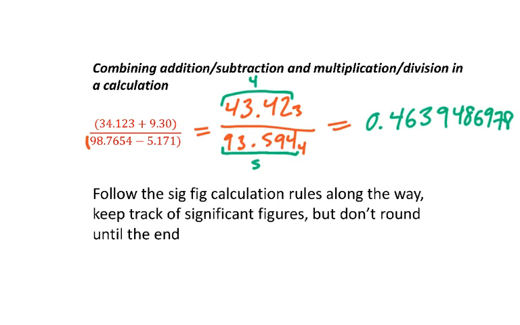Okay, but I only want 4 sig figs. So I have to round 3, round it. And here it's 48, we'll round down. And there's my final answer. Okay. So don't round until the end is the key, but keep track along the way of how many sig figs each number has.